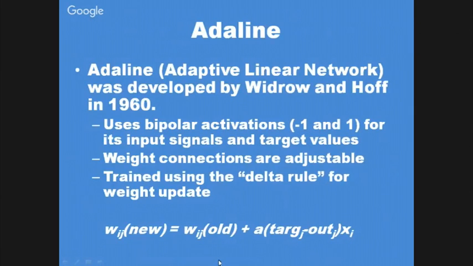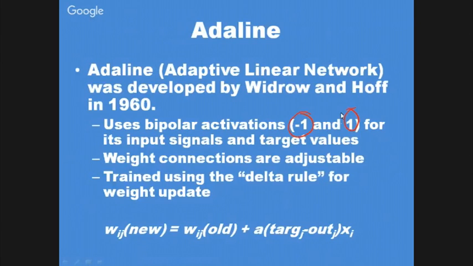The Adaline network is similar to the perceptron algorithm. It was developed by Widrow and Hoff in 1960. It uses bipolar activation. There we used to use 1 and 0, but here we will use the bipolar terms, that is -1 and 1, for input signals and the target values.